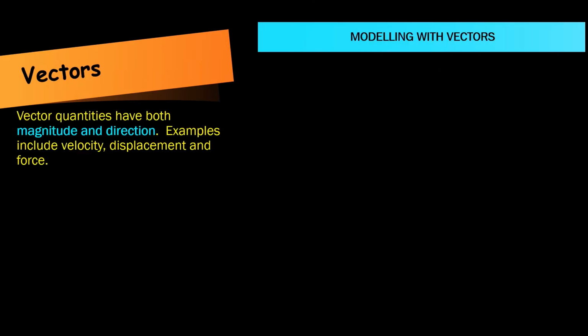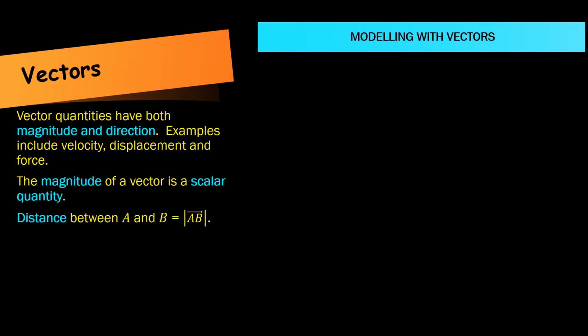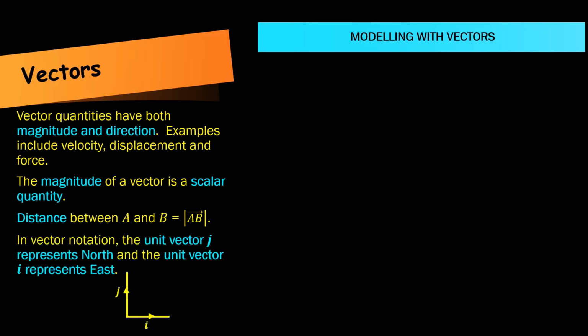Vector quantities have both magnitude and direction. Examples include velocity, displacement, and force. The magnitude of a vector is a scalar quantity, and the distance between a point A and a point B is represented as mod AB. In vector notation, the unit vector j represents north and the unit vector i represents east, as shown in the diagram.